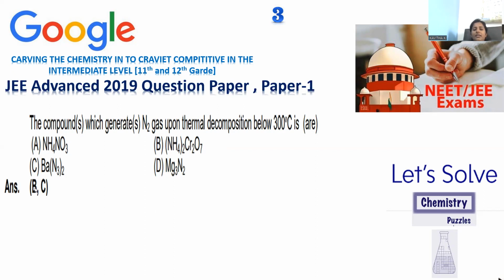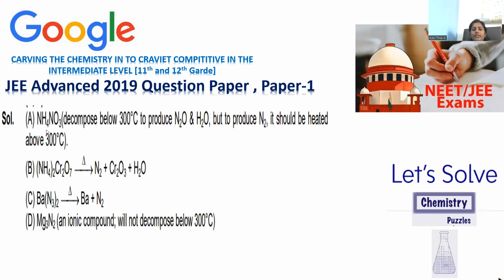The expected answers are B and C. Multiple options are provided, and B, C are to be the correct answer. Let me check. How can we get this? In order to get that, option A compound is ammonium nitrate. Ammonium nitrate, when decomposed at less than 300, gives nitrous oxide, N2O, and another product is water. So N2O and H2O are generated but not N2. That means nitrogen gas is not evolved. So A is the wrong option.